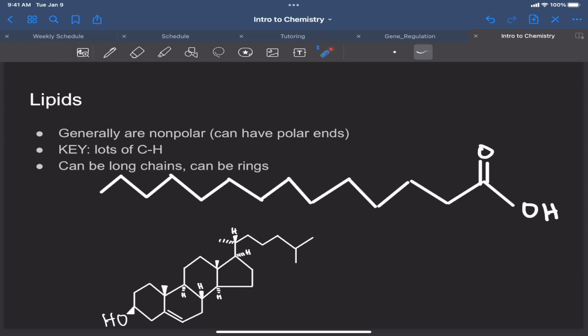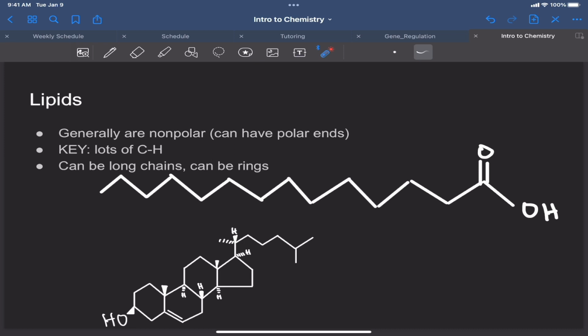In phospholipids, when we talk about cell membranes, this will come into play, but we will talk about it when we get to cell membranes. So, they're generally nonpolar. They can have polar ends. The key here is they have lots of carbon and hydrogen. Remember, in bond line, each of these carbons is attached to a hydrogen, right? And so on and so on. It's a lot of carbon and hydrogen.